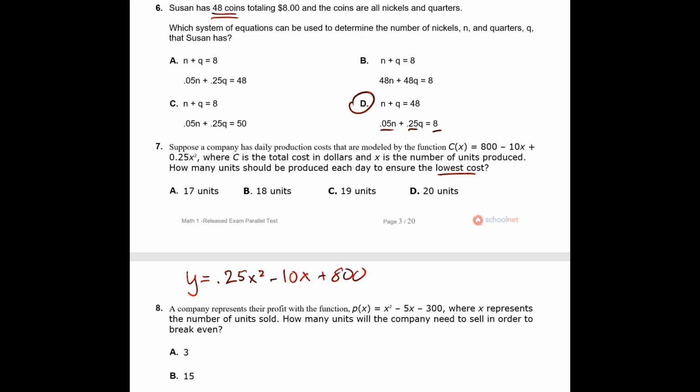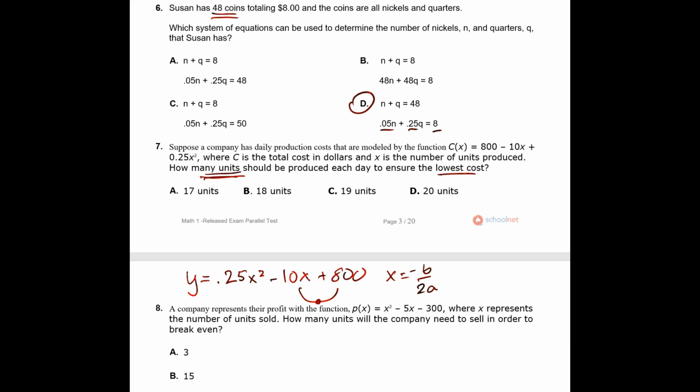So the lowest cost, this is a happy parabola, right? So the lowest cost would be down here. So to find the lowest cost, we use the negative b over 2a, which represents the x coordinate of the vertex. This is the line of symmetry. So it says x is the number of units produced. So they want to know how many units to give you the lowest cost.